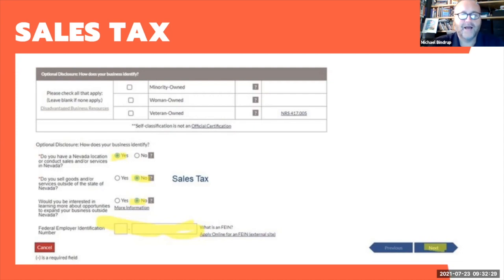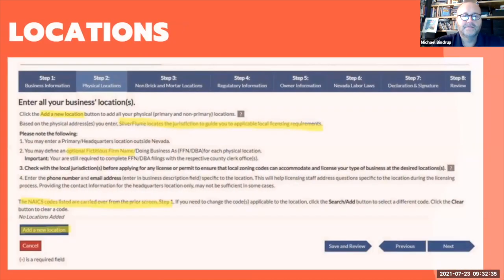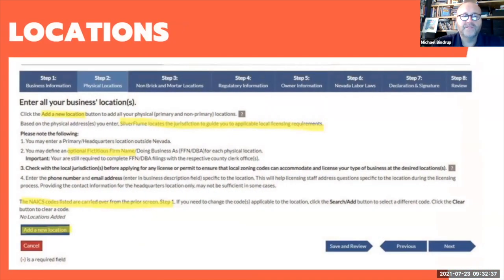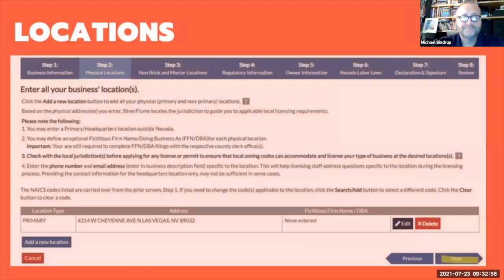It's just sloppy, so you don't want to do that. We'll talk about getting your EIN in just a minute. So that's sales tax. Now locations: you can add all of your business locations into the system here. You hit add new location, and it'll ask for your address, so you put your address in. It'll ask if you're going to have employees at this location, which is important because you need to get set up with the labor board, the labor commissioner, for that.